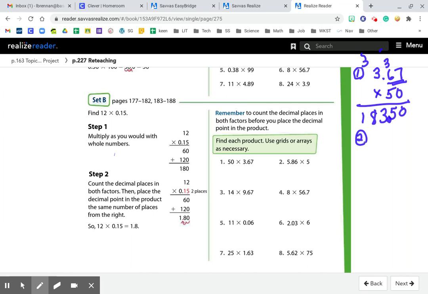Number 2, I know my answer is going to be around 25, because I have 5 times 5. For number 1, I know my answer was going to be around 150, so that looks good. Remember to always check in with your estimation.